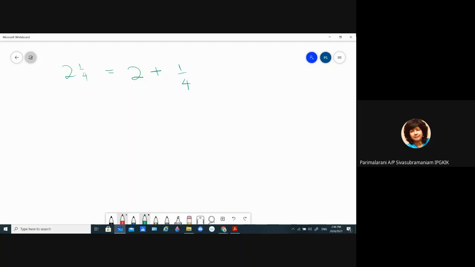2 is a whole number plus 1 over 4. So let's represent 2 1 over 4 first. So we have 2 wholes here, okay? And we have 1 over 4. So this is 2 1 over 4. And now we want to change this to improper fractions. So we know that the base fraction is 1 over 4. So we want to change everything or divide everything into 4 parts, okay?